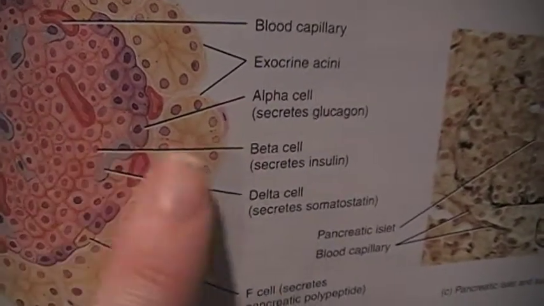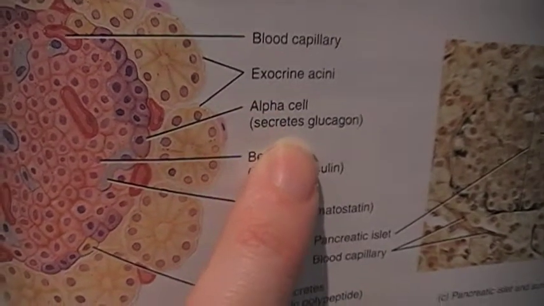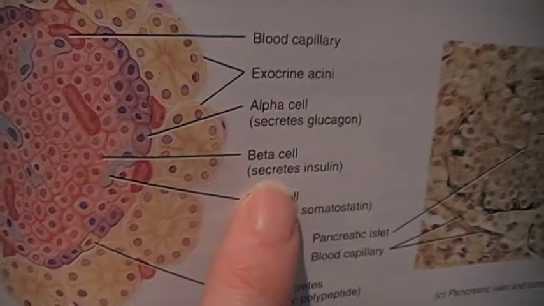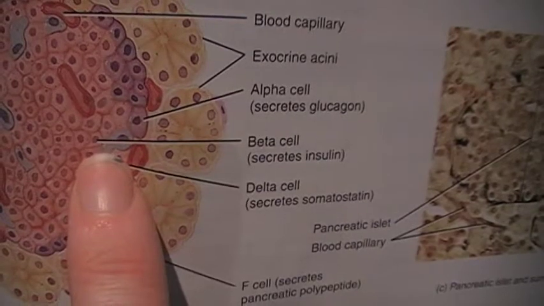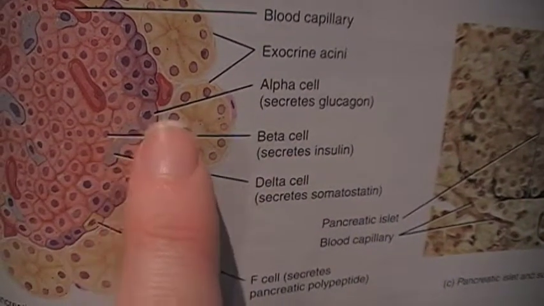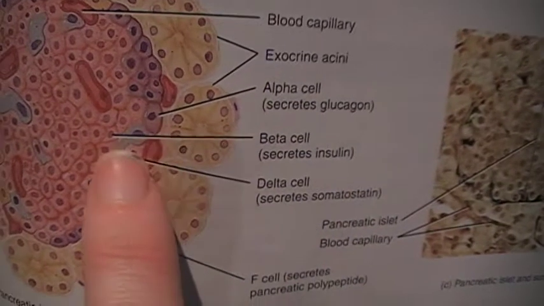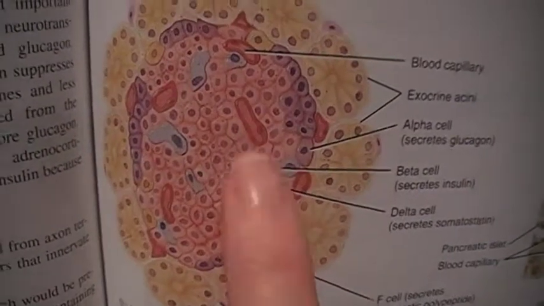It's the beta cells that secrete insulin, and the alpha cells secrete glucagon. Alpha cells secrete glucagon, beta cells secrete insulin. Alpha cells are here on the outside and bigger. Insulin ones are in the middle and more numerous.